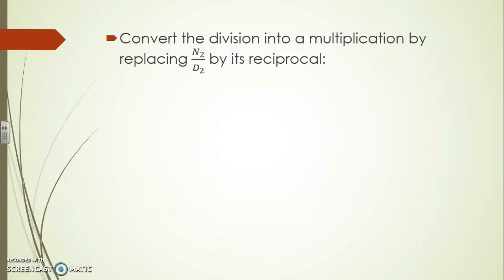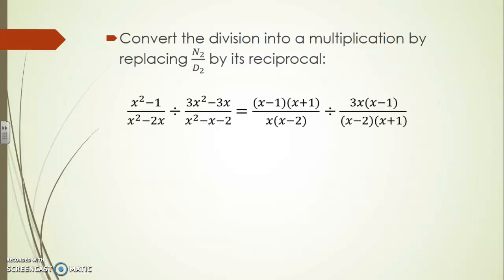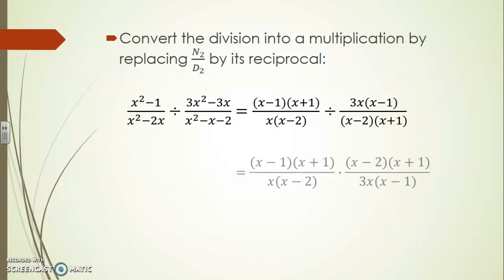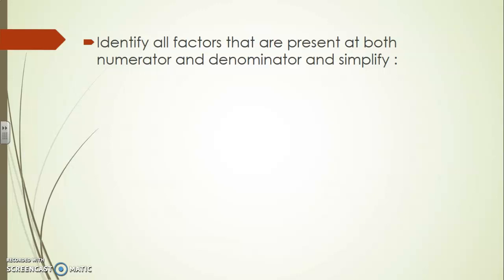So based on rules for the division of fractions that we've seen previously, we will convert the division of the rational expression into a multiplication by n2 over d2, so the dividing rational expression is replaced by its reciprocal. Right, so here we had the factored forms, and now we will replace the division by a multiplication. And you've noticed the dividing rational expression has been converted into its reciprocal expression. Then we can start looking for factors that are present at both numerator and denominator, and we'll figure out if any simplifications can take place.